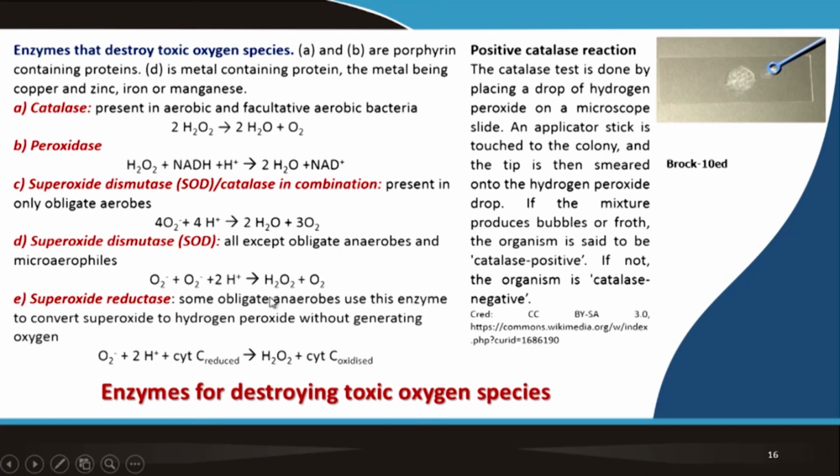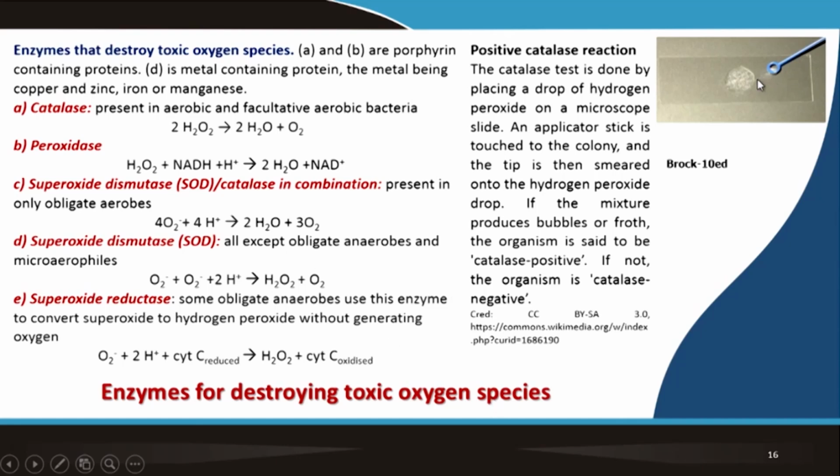This is present in some obligate anaerobes. They use this particular enzyme to convert superoxide to hydrogen peroxide, but since they do not tolerate oxygen, this superoxide reductase is able to convert superoxide to hydrogen peroxide without generating oxygen. So cytochrome C, which is in the reduced form, is oxidized, and the end product is hydrogen peroxide, which can then be further detoxified by other enzymes.